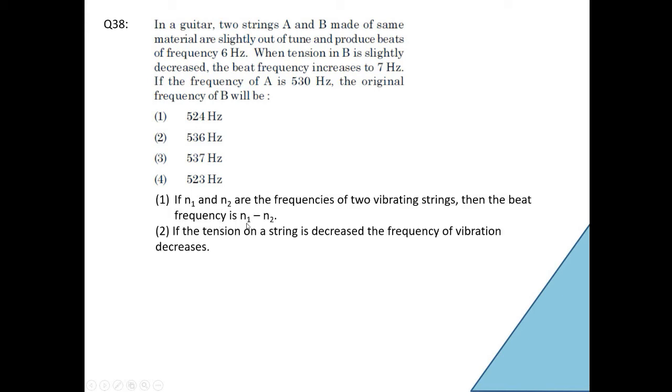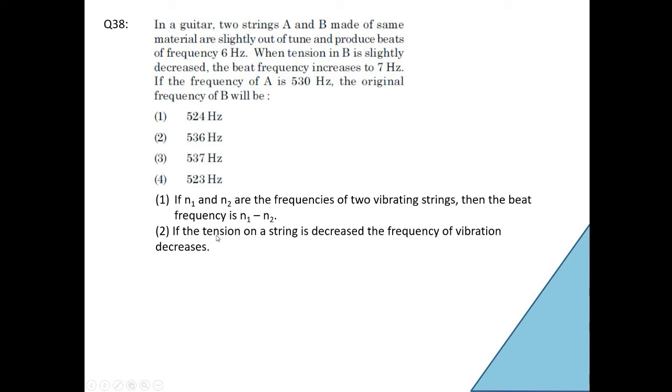Here the beat concept is involved. See here, these are the two main points. If N1 and N2 are the frequencies of two vibrating strings, then the beat frequency is N1 minus N2. The second point to be used: when the tension on a string is decreased, the frequency of vibration decreases.